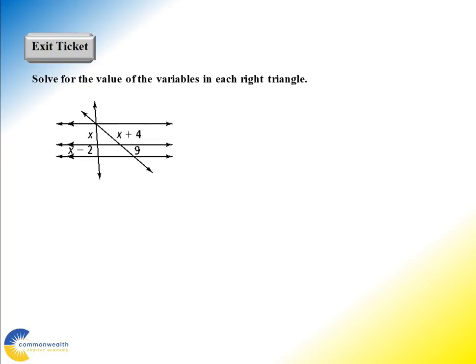So for the answers for these exit tickets here, you have this triangle. It's kind of the result of two transversals amongst three parallel lines. So the triangle being set up there is following the side splitter theorem. Based off of that theorem, we do know that the ratio x over x minus 2 should equal the ratio x plus 4 over 9.